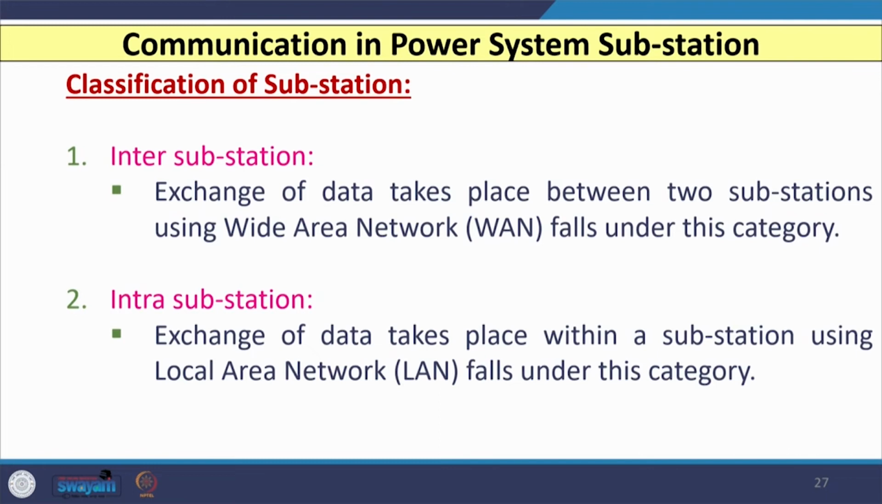So, we can classify the communication in the substation in two ways. The first is known as inter substation communication. Here, in inter substation communication, exchange of data takes place between two substations, and this can be done with the help of a wide area network. The second type or category is the intra substation, and here, in intra substation, exchange of data takes place within a substation using a local area network.